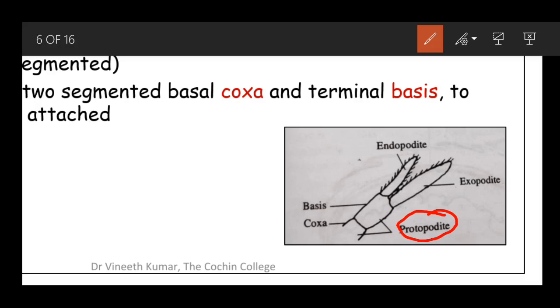Basically, in a typical appendage, you have a protopodite with two segments. The segment which attaches to the body is called the coxa, and the second one, where the branches arise, is called the basis. If an appendage has two branches, the branches are also called rami. The two branches are an exopodite and an endopodite. If two branches are present, the appendage is called a biramous appendage. If these branches are absent or only one branch is present, such an appendage is called a uniramous appendage.